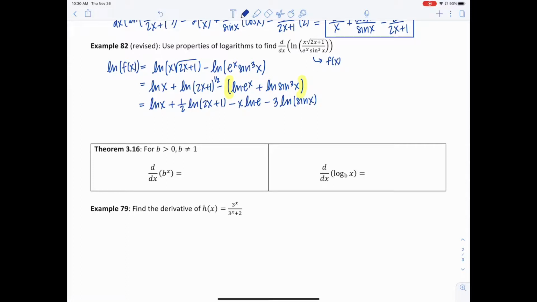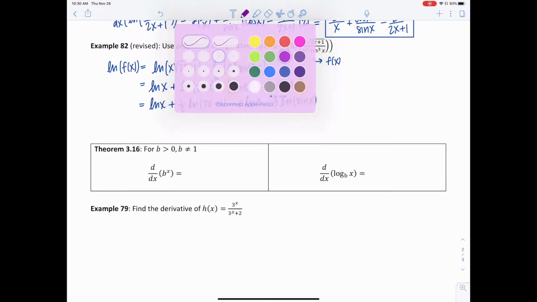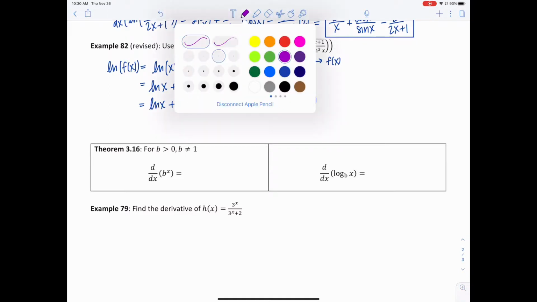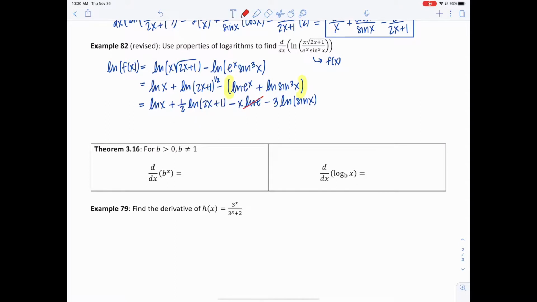I believe that's as simplified as I can get. Remember, I can't simplify this sum. ln of e is equal to 1, so I actually don't need to write that anymore. You can if you'd like to. Actually, I take that back. You should probably not, because it simplifies to 1, and in your final answer, you shouldn't have it. So ln of e is 1.